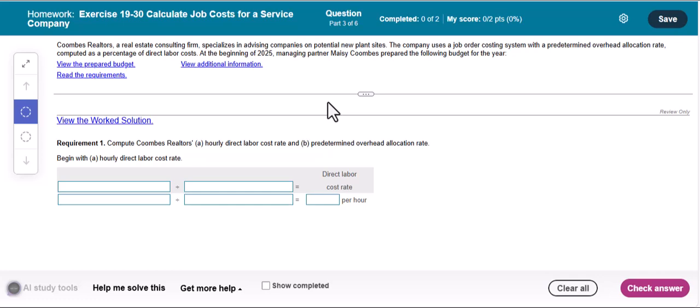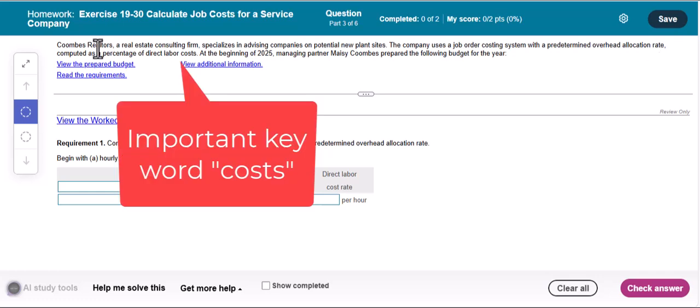Exercise 19-30, calculate job costs for a service company. Coombs Realtors, a real estate consulting firm, specializes in advising companies on potential new plant sites. The company uses a job order costing system with a predetermined overhead allocation rate, computed as a percentage of direct labor costs. At the beginning of 2025, managing partner Maisie Coombs prepared the following budget for the year.